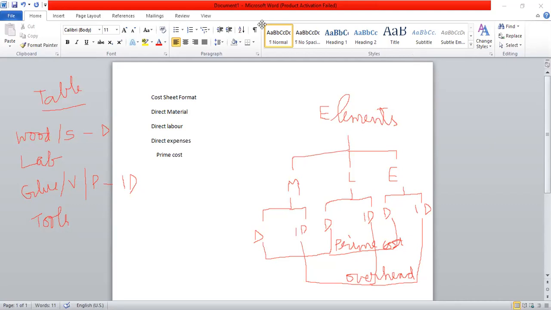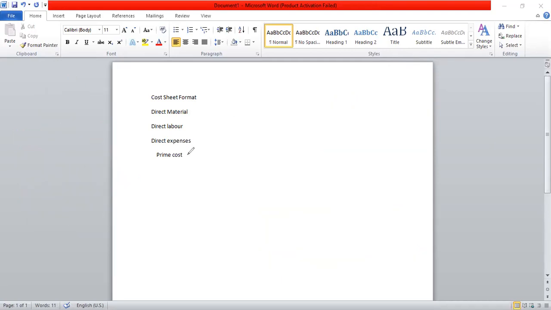Okay, let's continue. I'm erasing this one. So the format, after the prime cost, has to account for all the indirect costs. But indirect costs are not accounted in the order of indirect material, indirect labor, indirect expenses. Now the overhead costs are accounted based on the functions of business. What are the functions of business? First one is production, then administration, and selling and distribution. In the same order, they would be accounted.